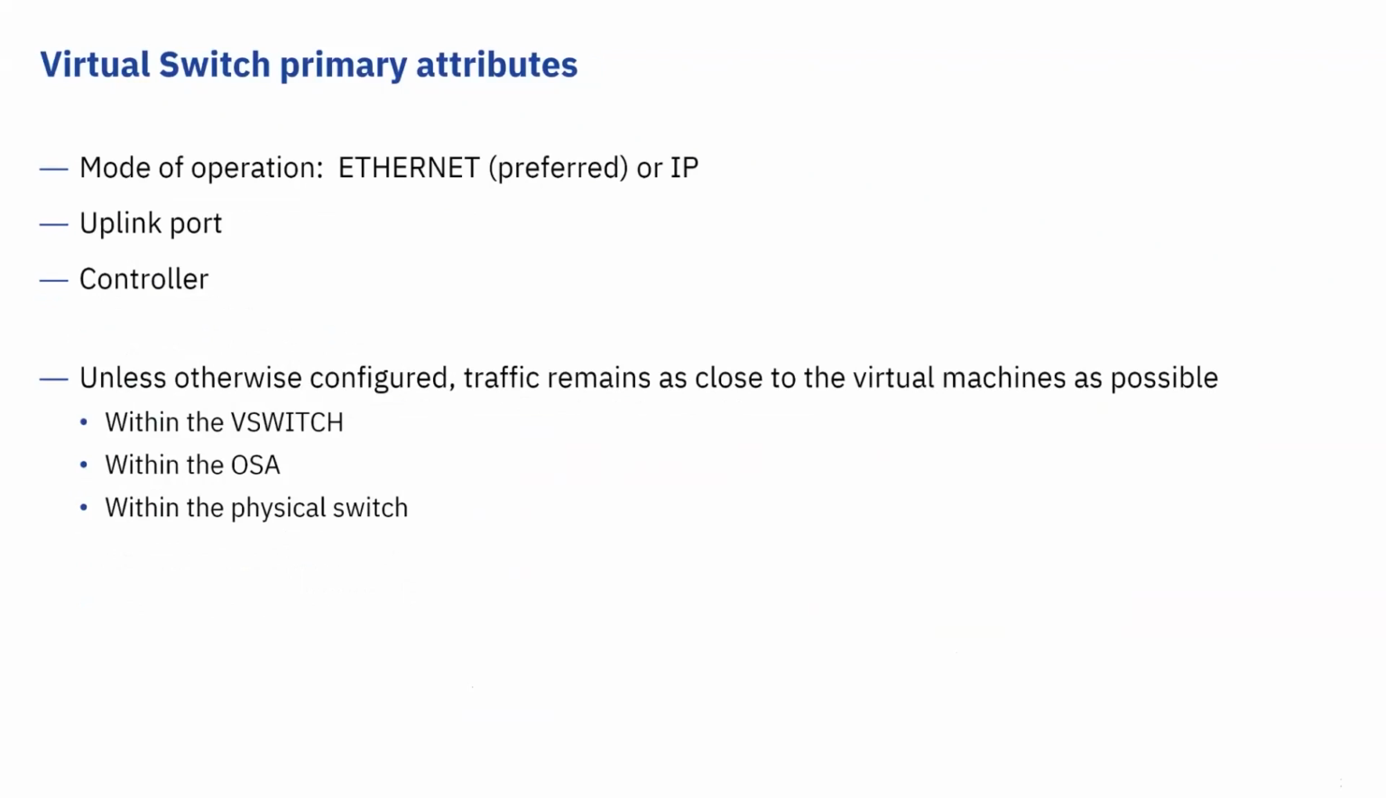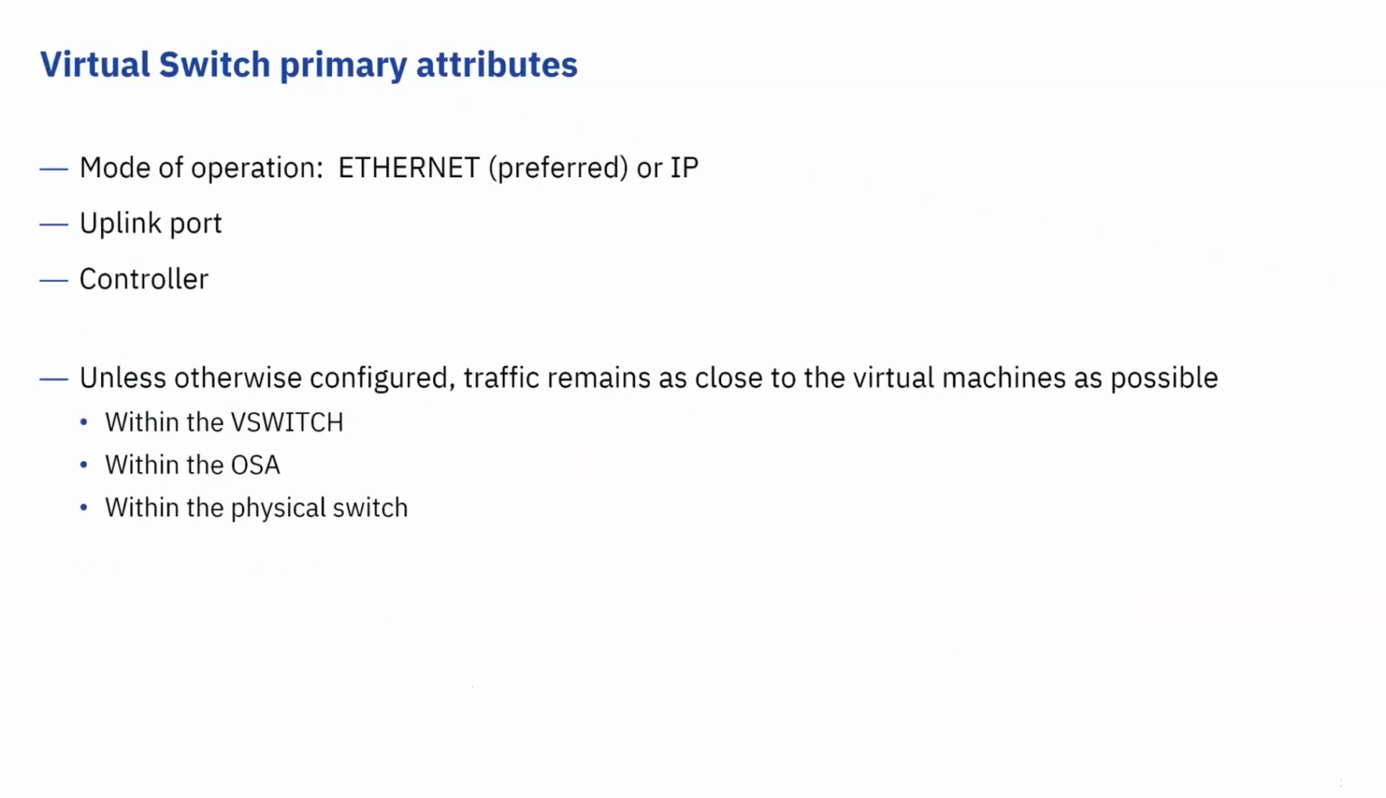Now, when I plug into a vSwitch, I got to think about, well, what are the vSwitch attributes? So we talk about is it operating in IP mode or Ethernet mode. We prefer to operate them in Ethernet mode, more functionality. A little more trouble for me as an admin, but I like it. I have to worry about an uplink port. How does it get in and out to the physical network? And there's something called a VSwitch Controller.